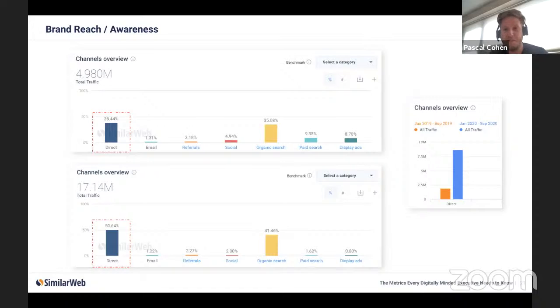You can see that from a direct perspective they had less than 2.5 million visits last year, and now about 8.5 million visits. This is a huge spike, but it's also a great way to use this as a proxy to understand the brand recognition and brand reach of your entity.